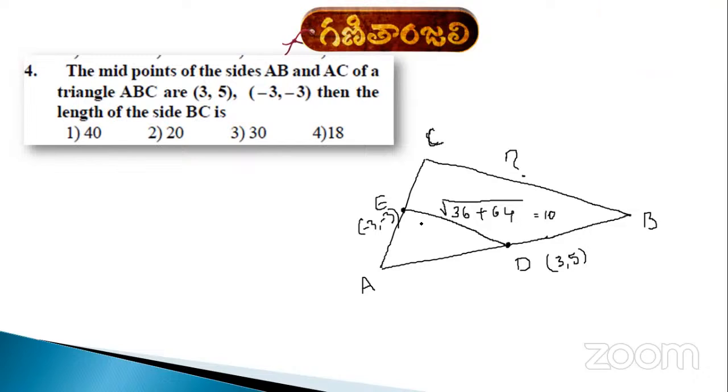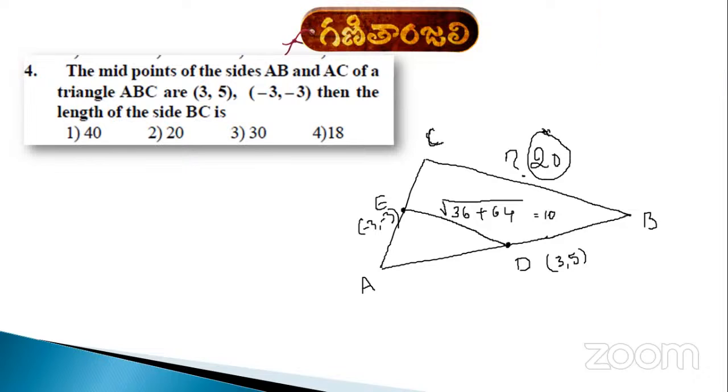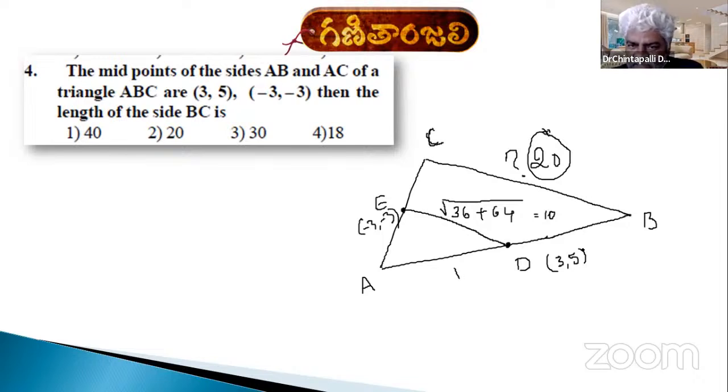DE is 10. Then what is BC? 2 times 10, 20. How did you know? I learned it in geometry class, sir. Very good. The side is double the length of the line formed by joining midpoints, because a midpoint divides in the ratio 1:1.